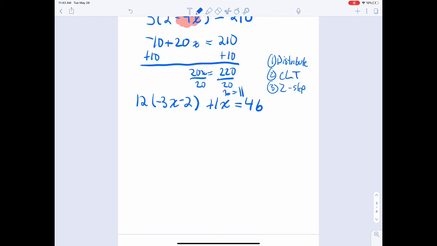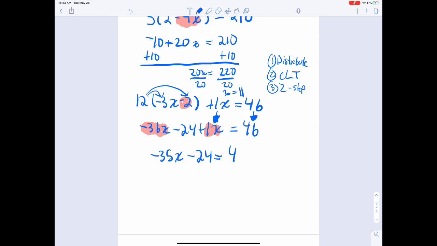All right, 12 times negative 3x will be negative 36x. 12 times negative 2, remember, will be negative 24, plus 1x, because we're just bringing that down, equals 46. And now we're going to have to combine like terms. So we're going to combine the negative 36x with the other x, and the other x is just a 1x. So we'll get negative 36 plus 1 is negative 35x, minus 24 equals 46.